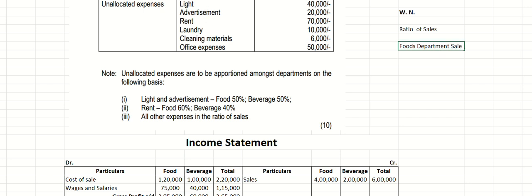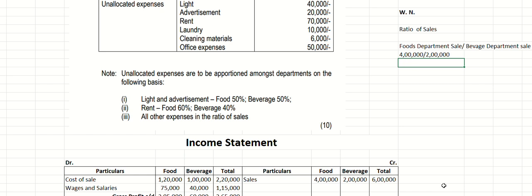divided by beverage department sale. That means what is the foods department sale here? We have it as 4 lakh. Yes, we will just divide 4 lakh and 2 lakh. 4 lakh divided by 2 lakh.